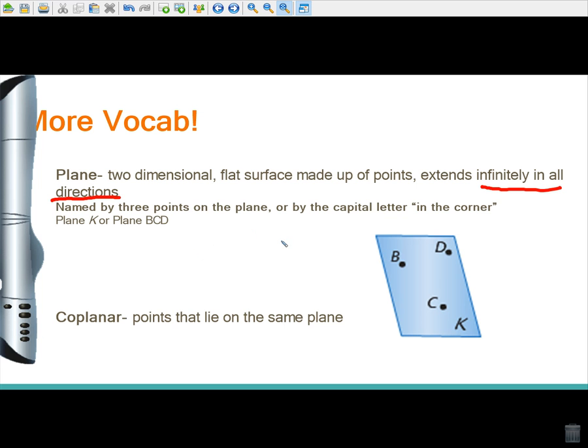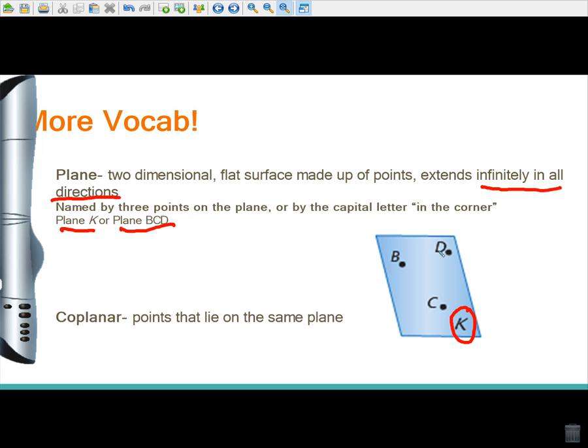How do we name a plane? We name a plane by using 3 points that are on the plane, okay? We could also use a capital letter in the corner if they have it. So for example, this plane right here, they have a capital letter in the corner. So we could name this plane K. Or we could just choose 3 of the points that are on this plane. So we could choose B, C, and D. We could name this plane BCD.